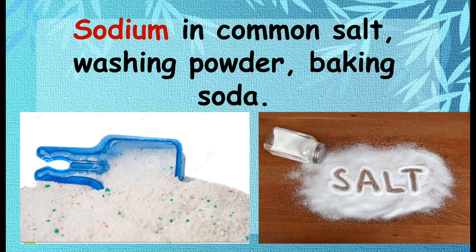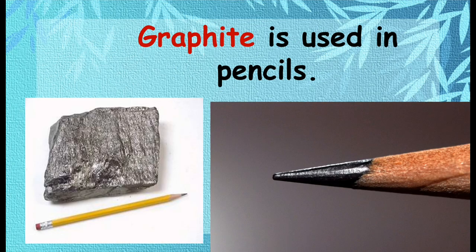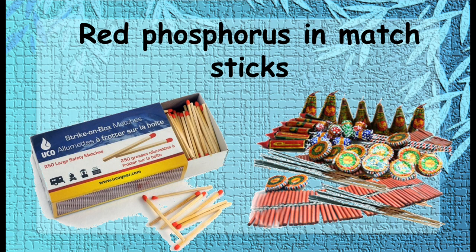Graphite is used in pencils for us to write. We have red phosphorus which is used in matchsticks. It is also used in firecrackers, and it is extremely important for us to understand the various chemicals and various elements which are there. This helps us understand the various substances that are there in our surroundings.